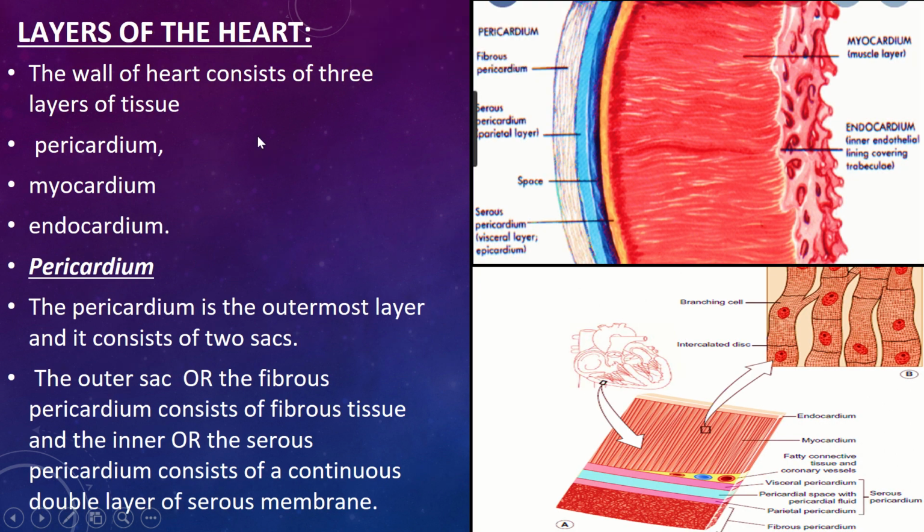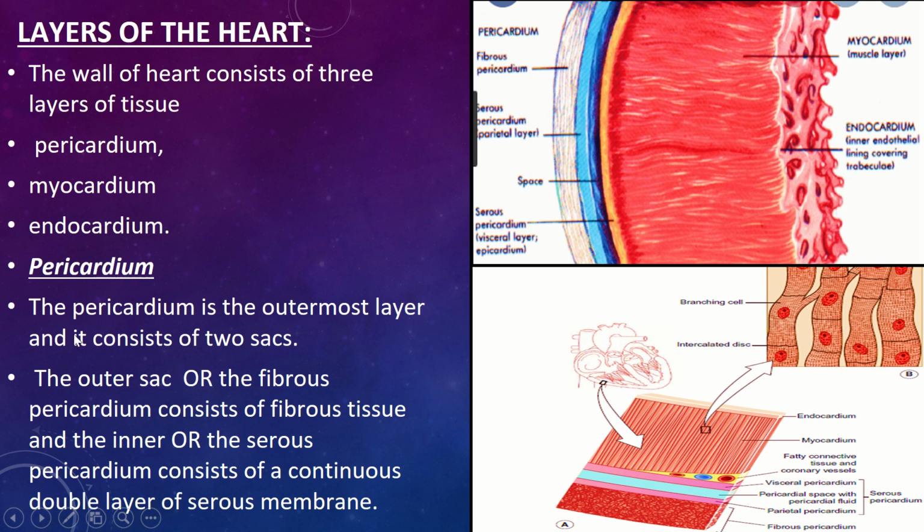So, layers of the heart. The walls of the heart consist of three layers of tissue, that is the pericardium, myocardium, and the endocardium. You can get it in the 2 marks question: the pericardium, myocardium, and the endocardium. And you should not just leave it like that because there are so many things in it. Here you can see the pericardium is the outer one, the myocardium consists of the muscle layer, and the endocardium is the inner covering, which consists of the inner endothelial cells. The endothelial lining is present.